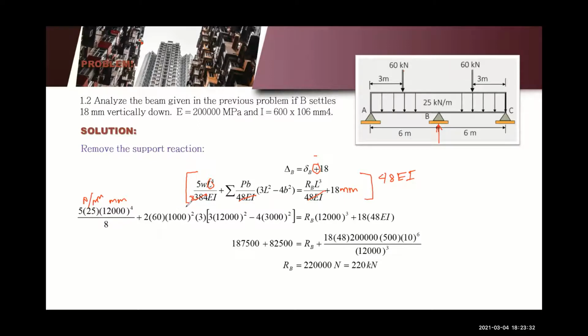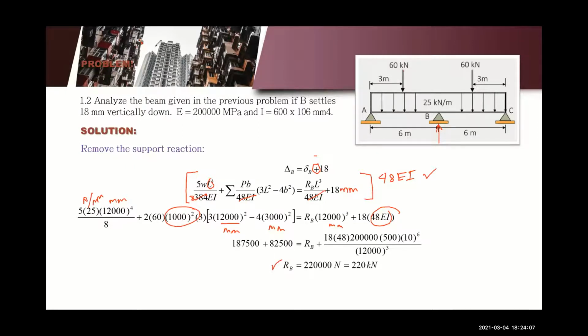Now, so times 1,000. So ginawa ko na lang 1,000 squared, no? 60 times 1,000 and then 3 times 1,000. Then the same here, 3 times L squared. 12,000, naka-mm sila. 4 times mm. So then, 12,000, naka-mm. So, yun. So, the 48 EI is from here. And then, simplify this. We will get the value of your RB, which is 220 kilonewton.